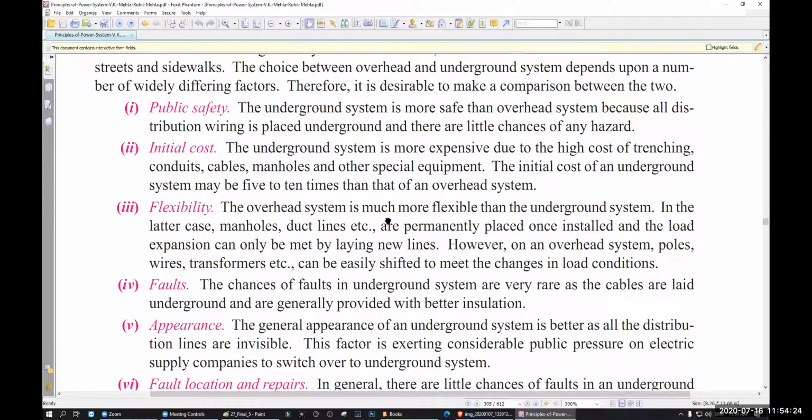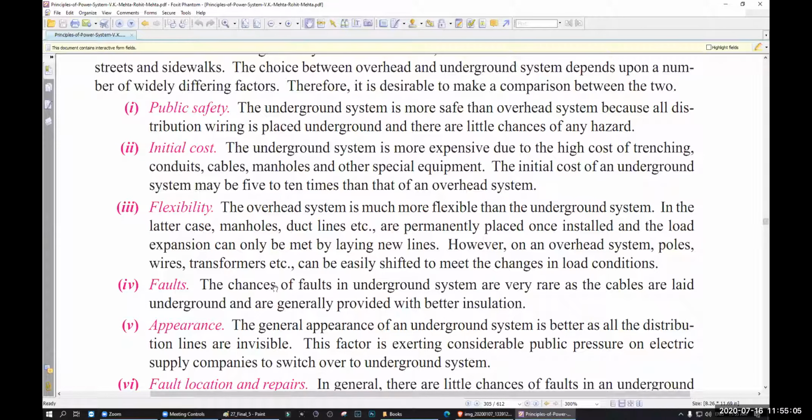In the latter case, the manholes, ducts, and lines are permanently placed. Once installed, the load expansion can only be made by laying new lines. However, in overhead system, poles, wires, transformers, insulators can be easily shifted to make changes in load conditions. Remember, I told you if you need more voltage, we can increase the voltage and increase the disks. In case of insulator, we can increase the disks, right? Yes, sir. But in case of underground, you cannot. You have to change the cable, or you have to lay a new cable.